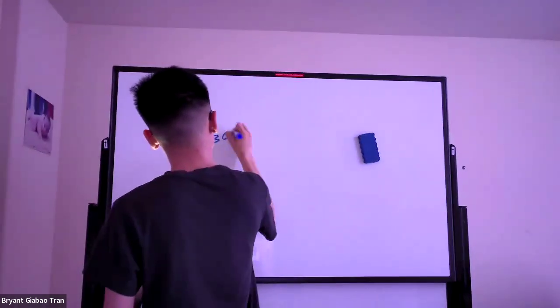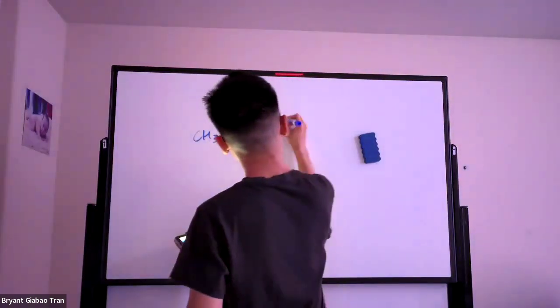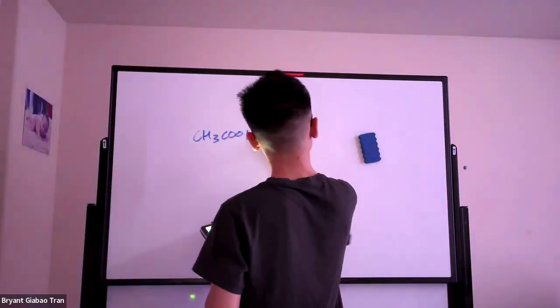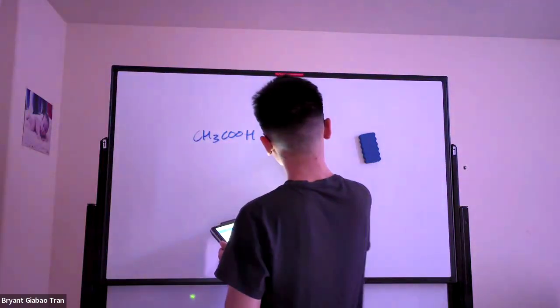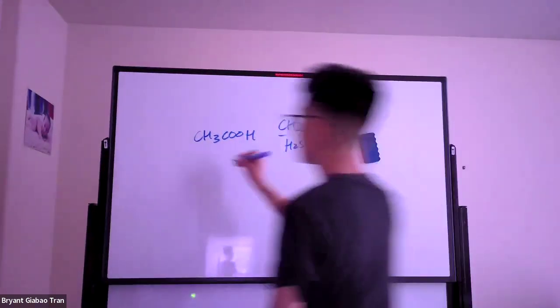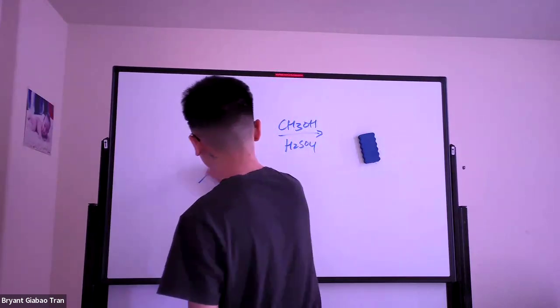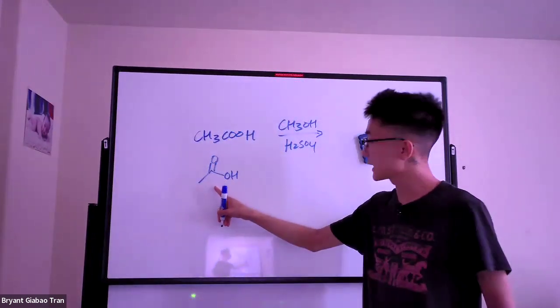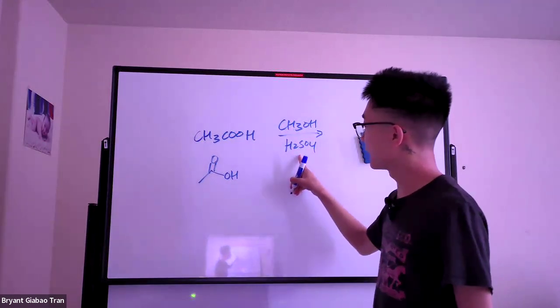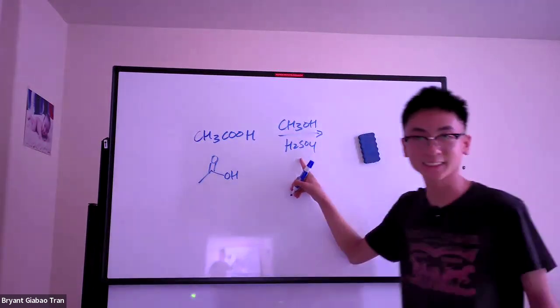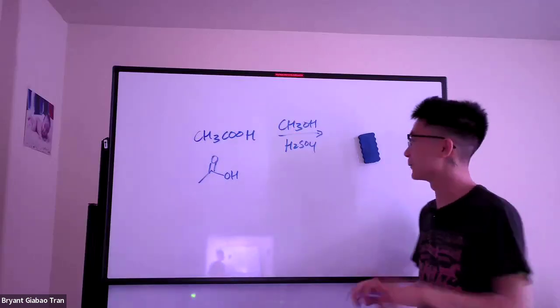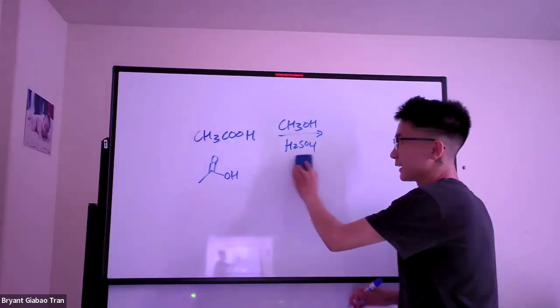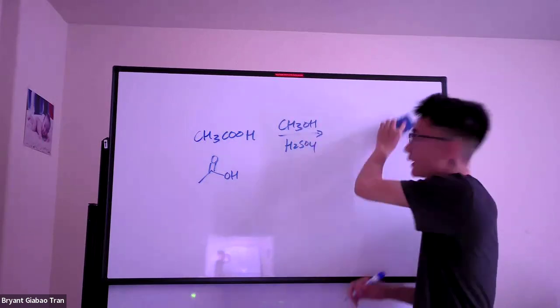So we have CH3COOH, CH3OH, H2SO4. Okay, so CH3COOH is this carboxylic acid here reacting with methanol and acid catalyst there. Do you know what reaction this would do when we have a carboxylic acid, an acid catalyst, and an alcohol? Wait, so let's do the mechanism and then maybe I'll know.